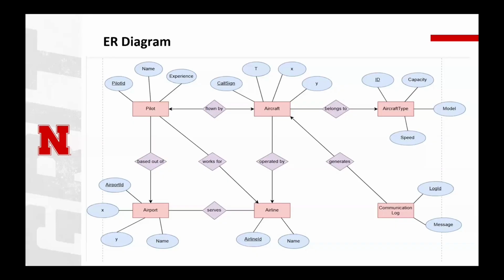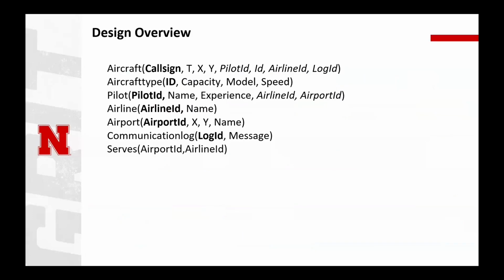And at last, we have many-to-many relationship between airport and airline. So many airports and many airlines can serve one airport. So this is about the ER diagram. We now see the design overview.